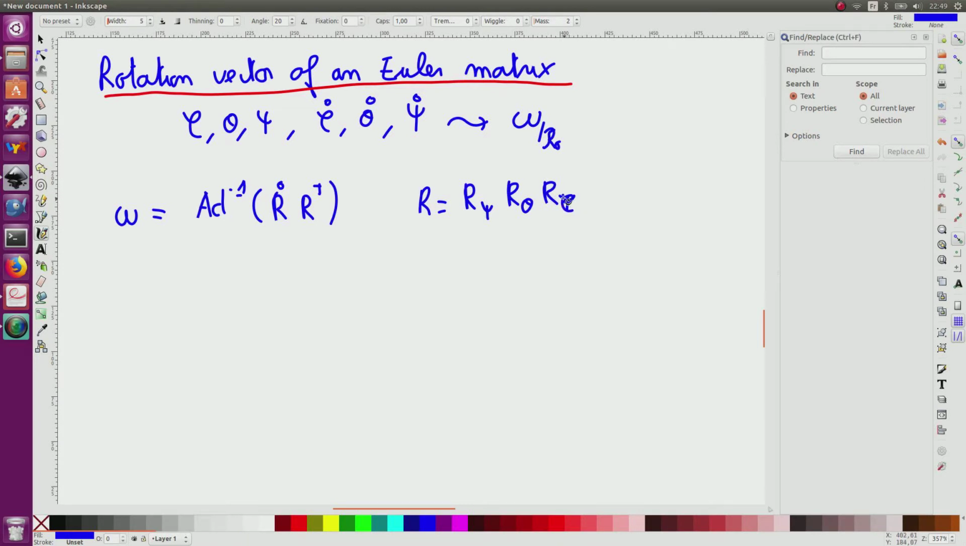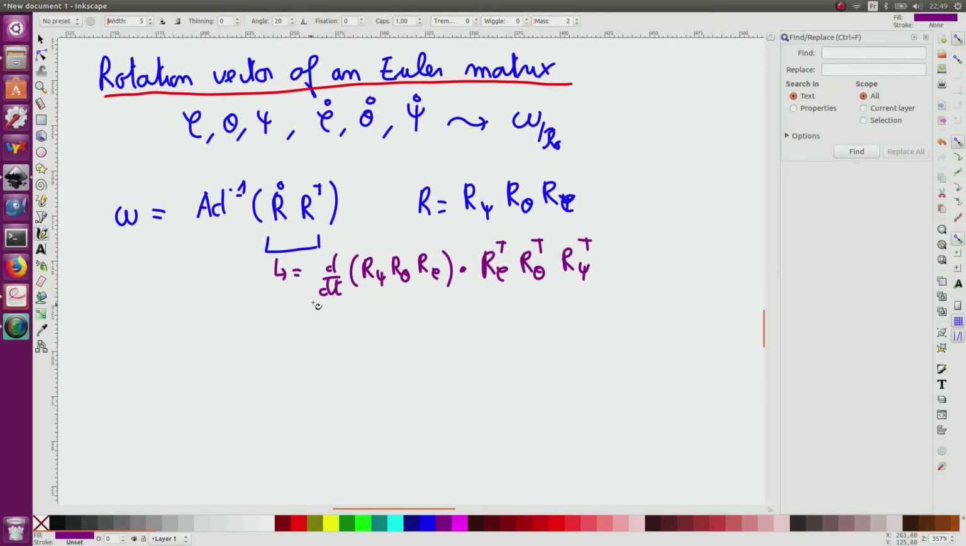Phi. Thus here I take only this one. This one is equal to the derivative of R psi R theta R phi multiplied by, since it is transpose, I have to reverse the order, R phi transpose R theta transpose R psi transpose.